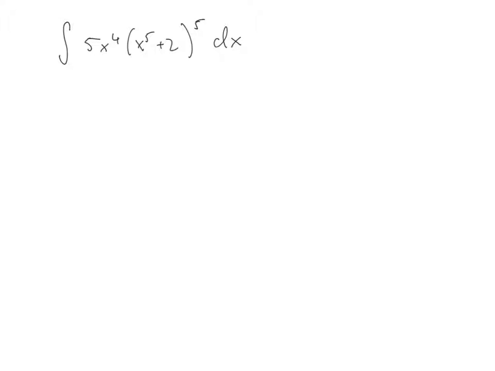Okay, so today we're going to look at a technique called u-substitution, and it's a technique for taking integrals like this one here, or taking antiderivatives where it would be really tedious to multiply out x to the fifth plus 2 to the fifth. So you use u-substitution to turn these complex antiderivatives into simpler problems.